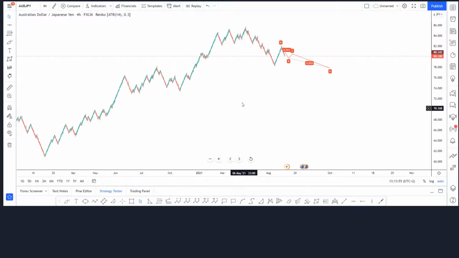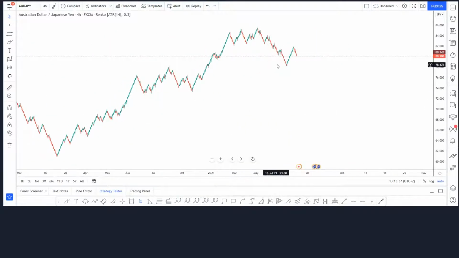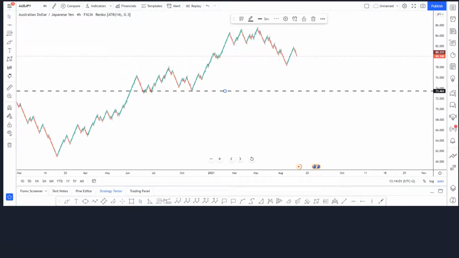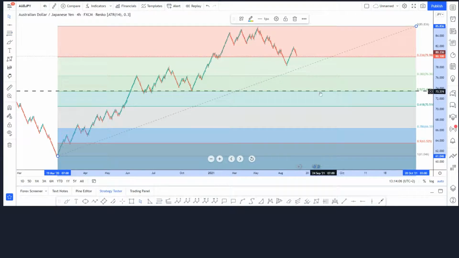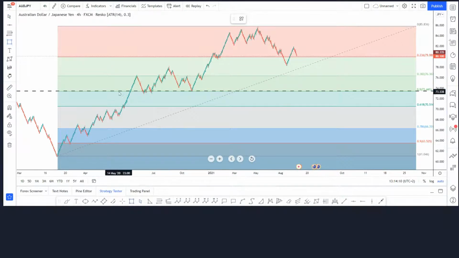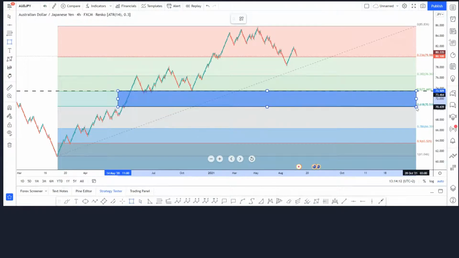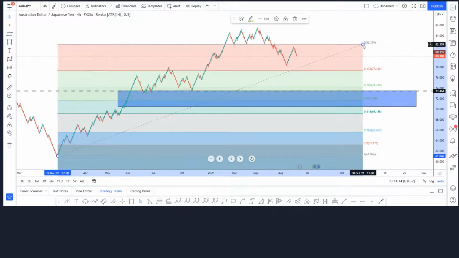Sorry, I'm gonna remove everything. See guys where we're going? Right there. Let's see this. Here, 50% exactly. Okay. From 50 to 61. Just like that. Right there. That's where the Australian Japanese yen is going.